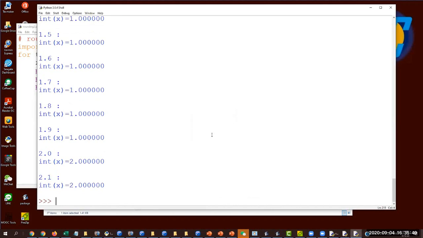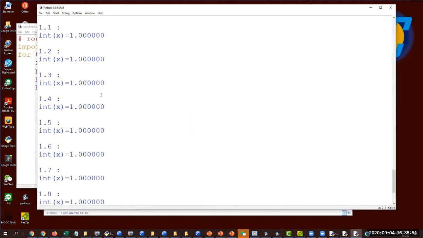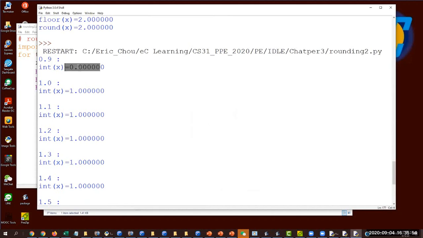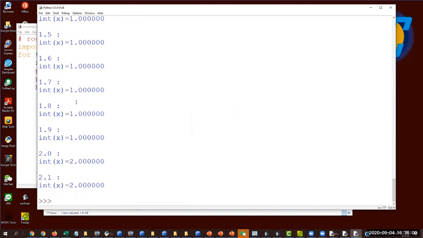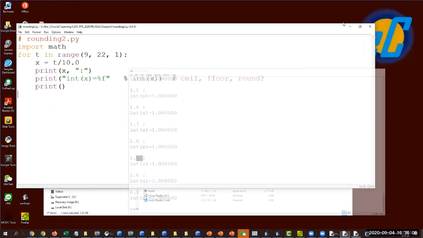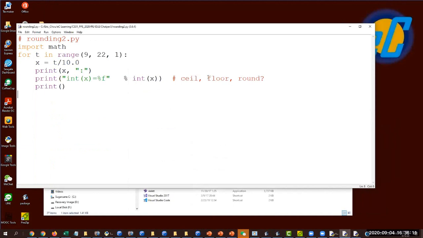Okay? So you see that 0.9 is rounded to 0. 1.1, 1.2, 1.3, 1.4, 1.5, 1.6, 1.7, 1.9, they all round to 1.0. They truncate whatever fractional part you have. Is that okay? So the integer function is a floor function. Check this one. Any question? It's a floor function, okay?